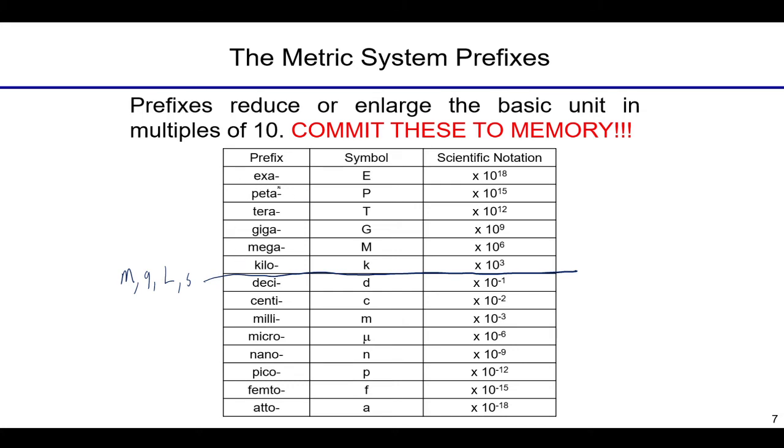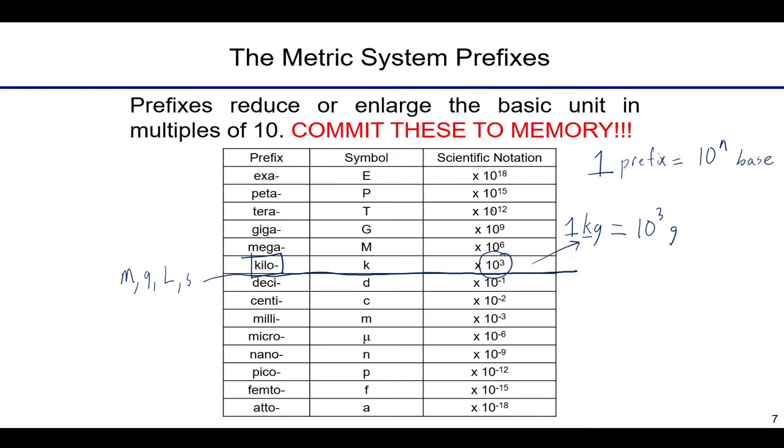One prefix equals 10 to the n of the base unit. Okay, so let's look at this in action. Let's look at kilogram, or kilo. 1 kg, where kilo is the abbreviation and the symbol is lowercase k. One of those kilograms is equal to, what is the unit here? 10 to the third of the base unit grams. And so that's how I use this table.